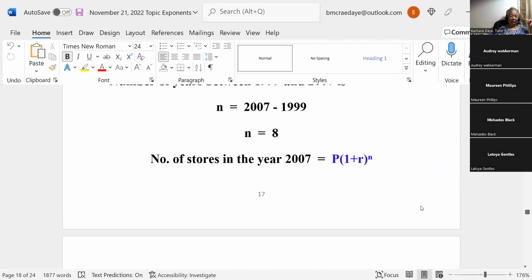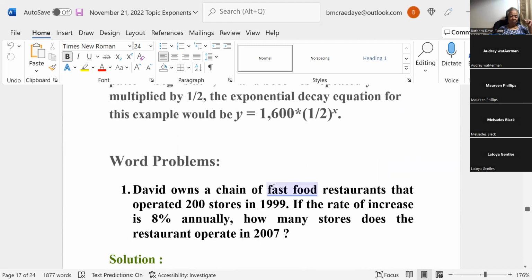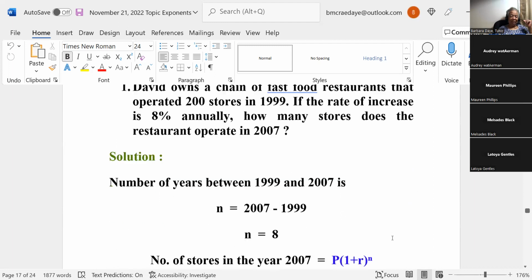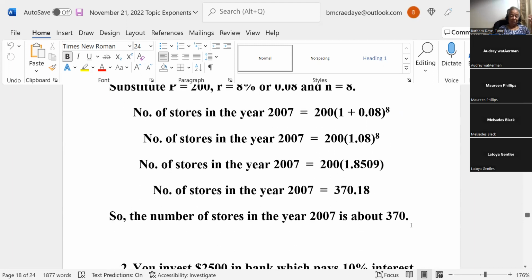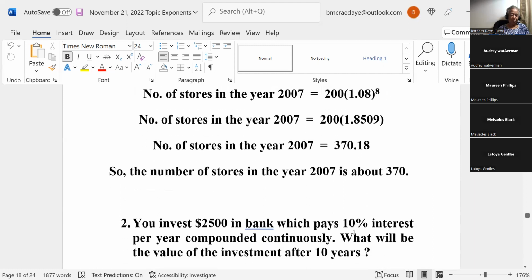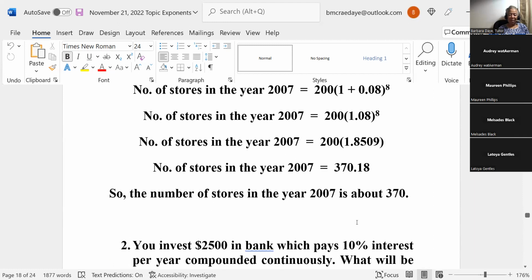So what started out here with a chain of stores increasing from 200 in 1999, 8 years later, that 200 stores went to 370. And that's real life, because if a store is doing really well, they start opening up in different places. In fact, they start in one region, they may expand to another region. Like Walmart. Yes, that's right. Walmart has grown quite a bit.